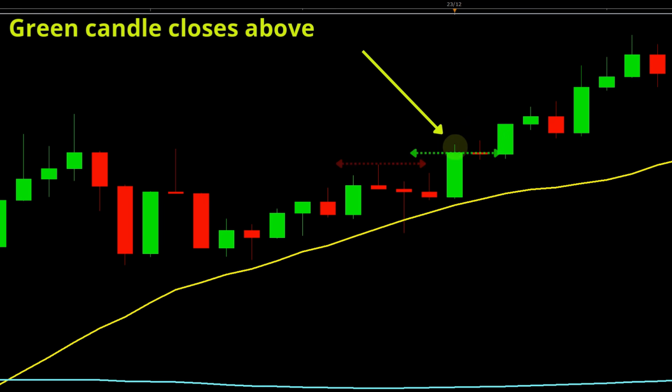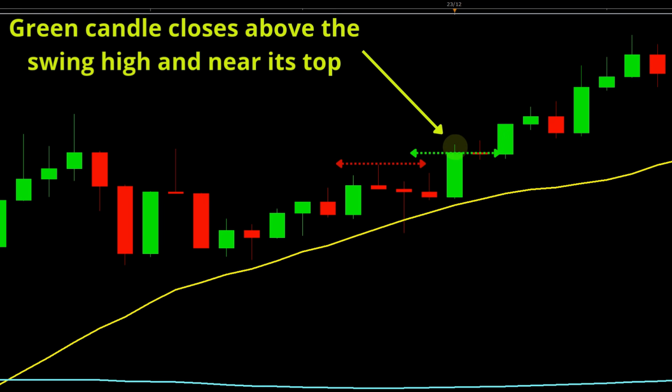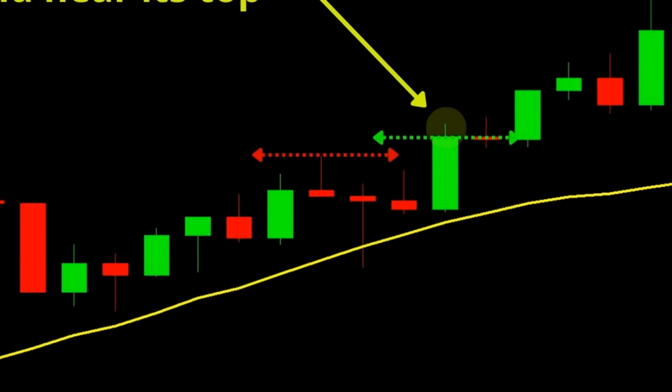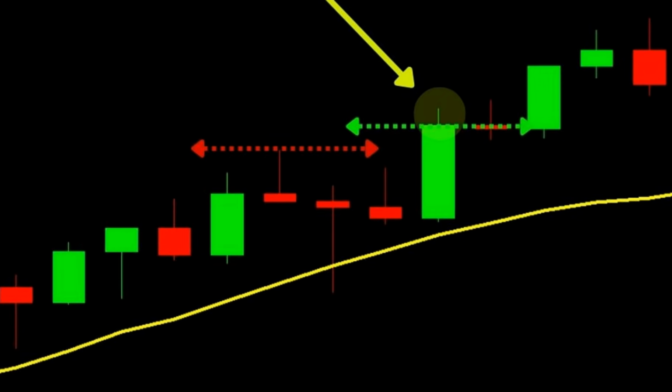The signal is triggered when a strong green candle closes above that level. Notice how it finishes near its peak. This tells us that the bulls are in full control and momentum is building.